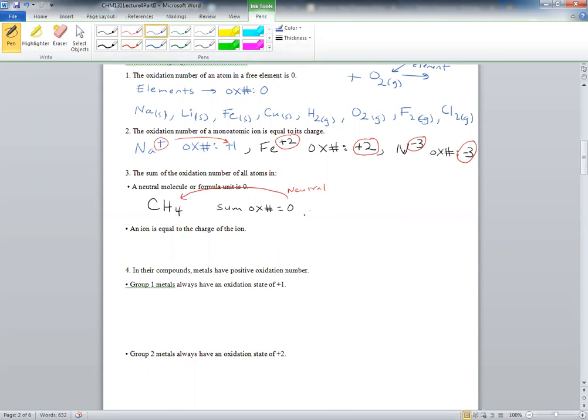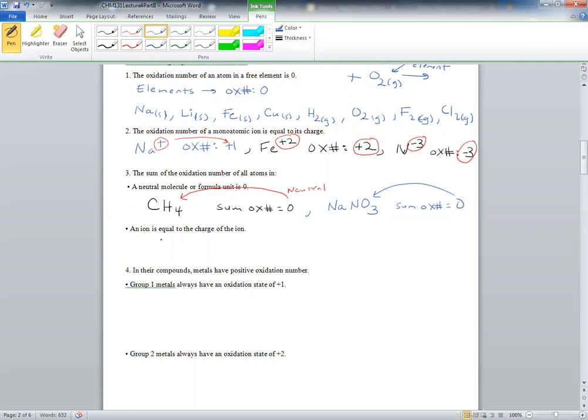So if I have now something like NaNO3, once again, this is a neutral molecule or formula unit. There is nothing over here, so the sum is 0. Again, you have to look there.